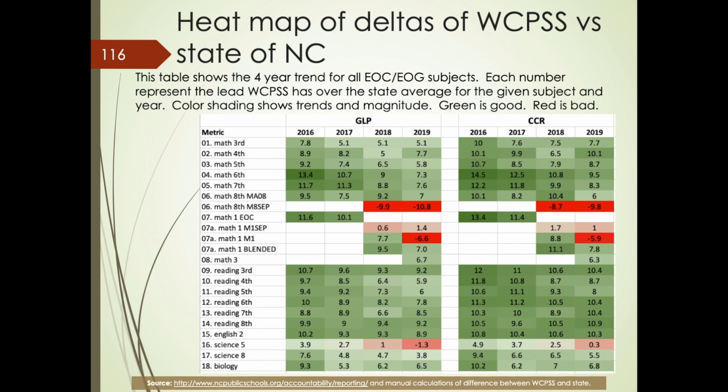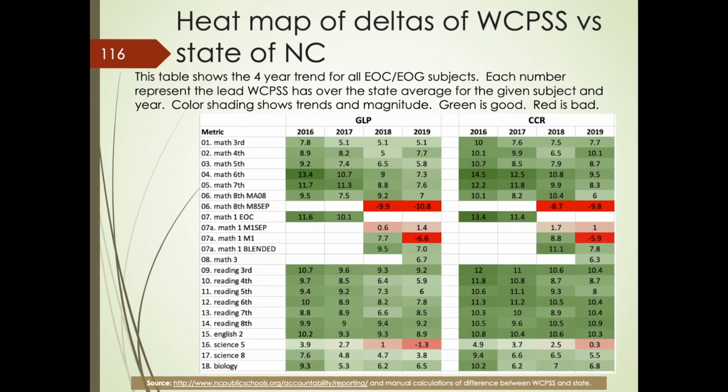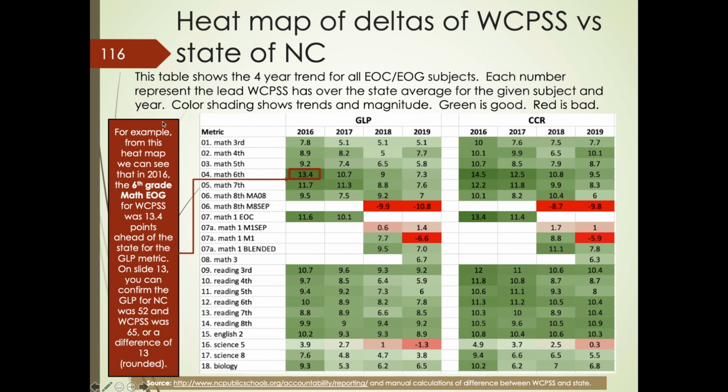And the more red a number is, that would be a negative number, the more of a lead the state has over us. So what you can see here is just an example. Let's look at the Math 6 EOG. The score there was 13.4, 13.4 ahead of the state, and that was on slide 13, which we saw in video number 1. And then over time, that has trended down to where now Math 6 EOG we're only 7.3 points ahead of the state.